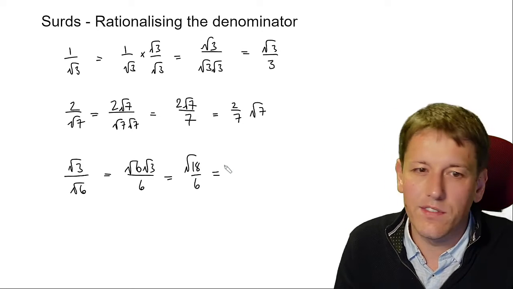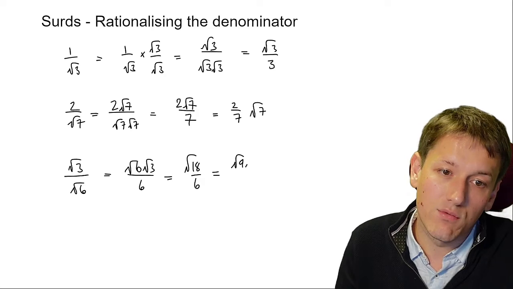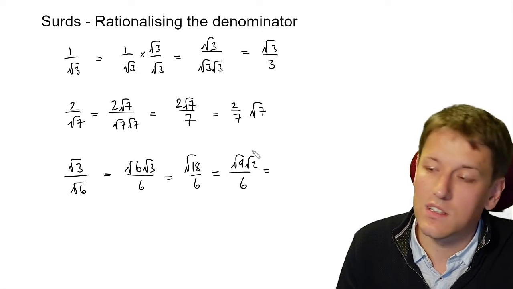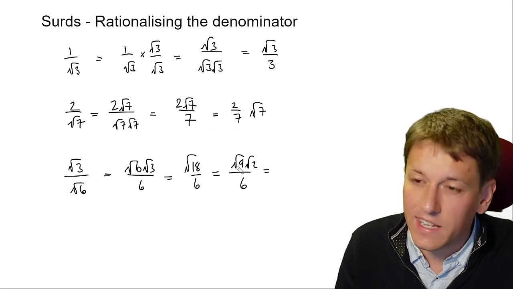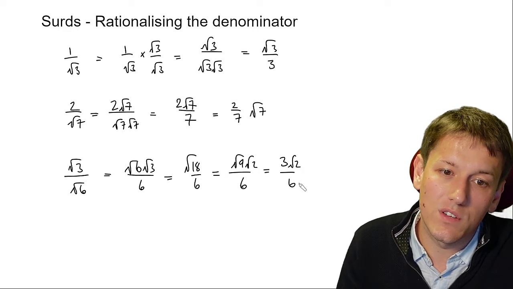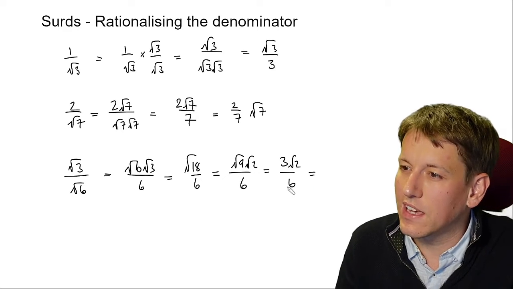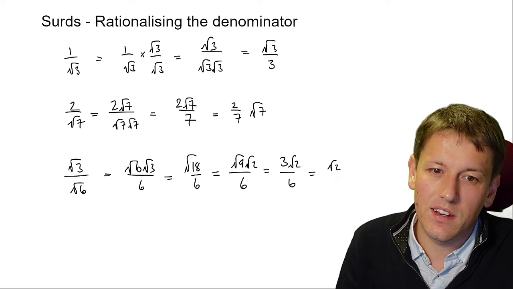And on the top then I've got to simplify that. That's root 9 root 2 over 6. Remember, I should always simplify surds if I can. And that's 3 root 2 over 6. And now I cancel off 3 top and bottom, and I get root 2 over 2.